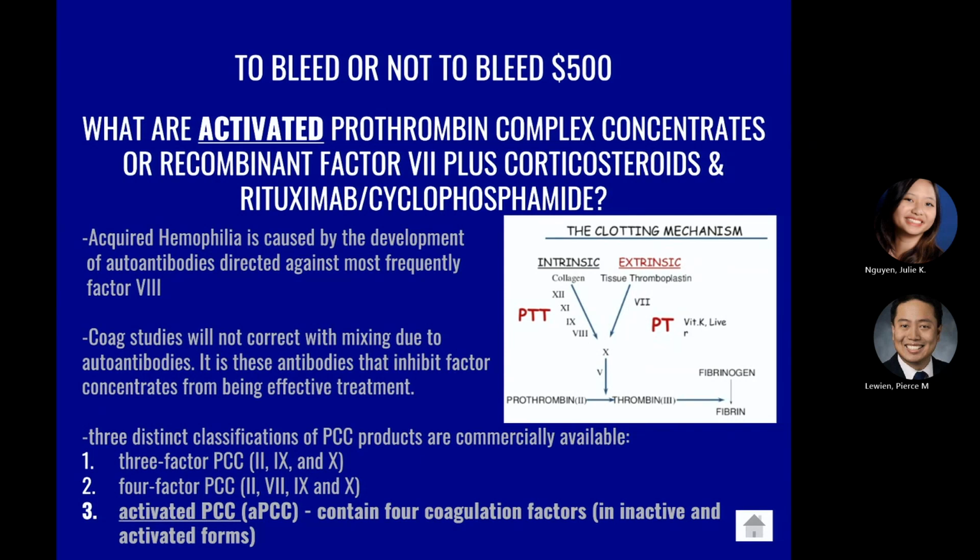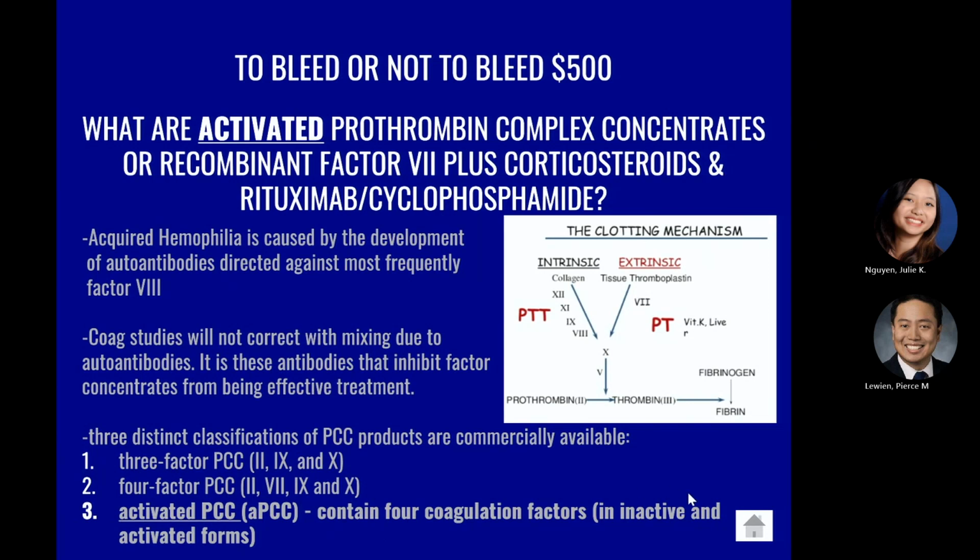Since this is an inhibitor, the coag studies would not get corrected with the mixing study, as opposed to the hemophilias that we talked about before, which is basically a deficiency. It is these antibodies that inhibit the factor concentrates from being effective. 3 different types of PCC exist, which I wasn't aware of before this as well. So it's basically 3-factor PCC, 4-factor, and an activated PCC. The activated PCC is the one that contains 4 coagulation factors, both inactive and active. So activated PCC would be the one that we would use in acquired hemophilia.